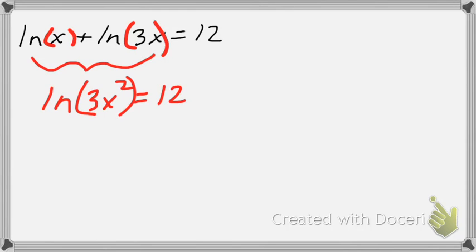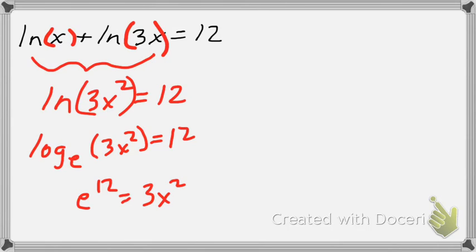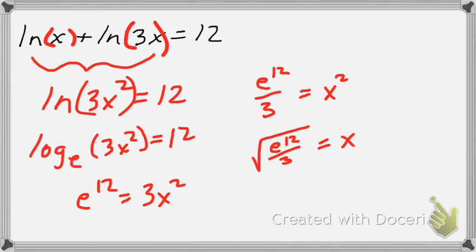If you did your homework yesterday, you got practice using the properties. ln turns into log base e. Rewriting it as an exponential, e to the 12th equals 3x squared. Divide by 3 and take the square root. That's the calculation you make.